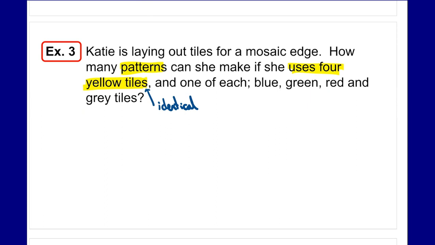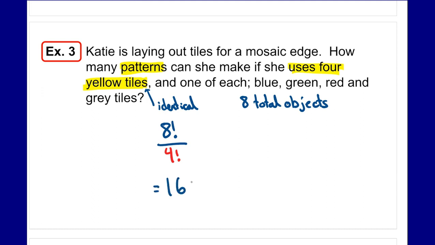So again, to calculate, first we need to figure out how many objects we have in total that we're arranging. So we have 8 total objects, 4 yellow, and then 1 of blue, green, red, and gray. So we have 8 factorial divided by 4 factorial because of the 4 yellow tiles, which gives us 1,680 ways, or patterns. We'll use patterns just because, again, from the question. So 1,680 patterns.